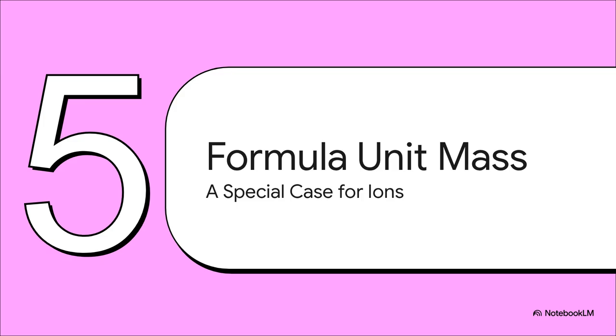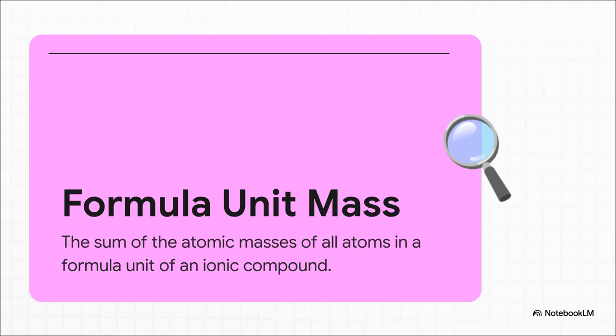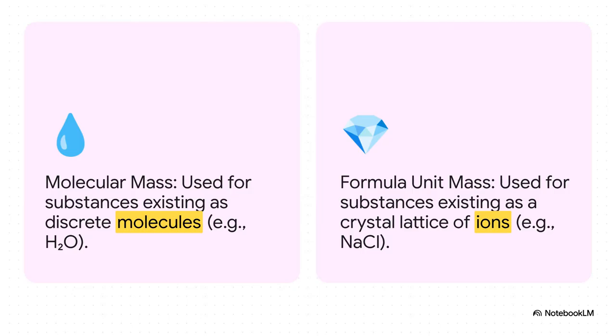All right, let's move to our final concept for today. This is very similar to molecular mass, but we use it in a specific situation. For substances that are made of ions, like sodium chloride, that is, table salt, we use the term formula unit mass. So what is the difference then? Well, the key is really just in the name. We use molecular mass for molecules and formula unit mass for ionic compounds. However, and this is the important part, the calculation process is exactly the same.